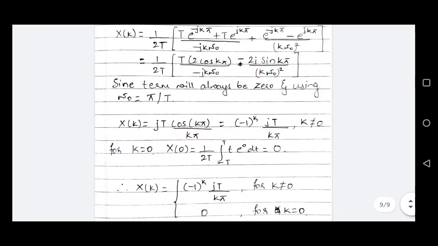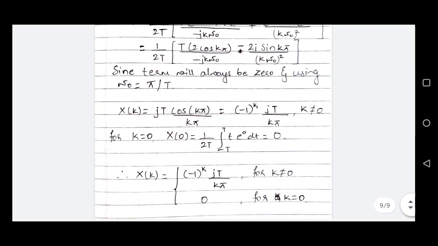And for k equals 0, the Fourier series coefficient equation can be written as x of 0 equals 1 divided by 2T integration from minus T to plus T, t times e to the power 0 dt. E to the power 0 will be 1, so the integral over 1 period of t will be 2T. So 2T in the numerator and denominator will cancel, and we'll get 0. So the Fourier series coefficients x of k have two values: minus 1 to the power k jT divided by k pi for k not equal to 0, and the coefficient is 0 for k equals 0.